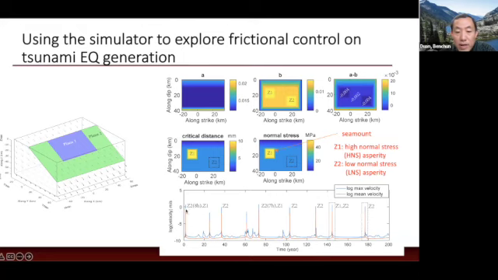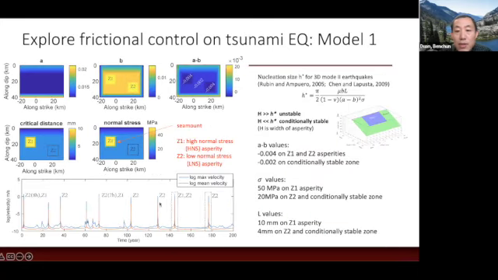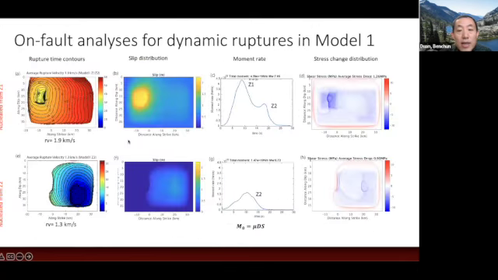And you can see some events ruptured both Z1 and Z2, while some events only ruptured Z2, the relatively weak strength asperity. Let's look at their rupture. I think this just repeats some model parameters. We look at two representative events.